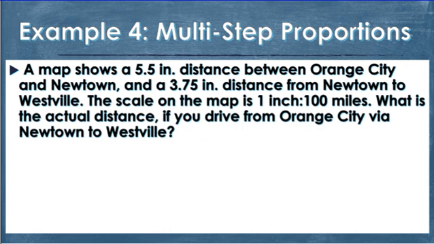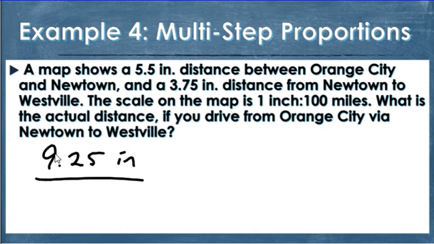Next one, a map shows a 5.5 inch distance between Orange City and Newtown and a 3.75 inch distance from Newtown to Westville. The scale on a map is 1 inch for every 100 miles. What is the actual distance if you drive from Orange City by Newtown to Westville? So we need to add the total distance, so 5.5 plus 3.75. We have a total distance of 9.25. So 9.25, this is in inches.